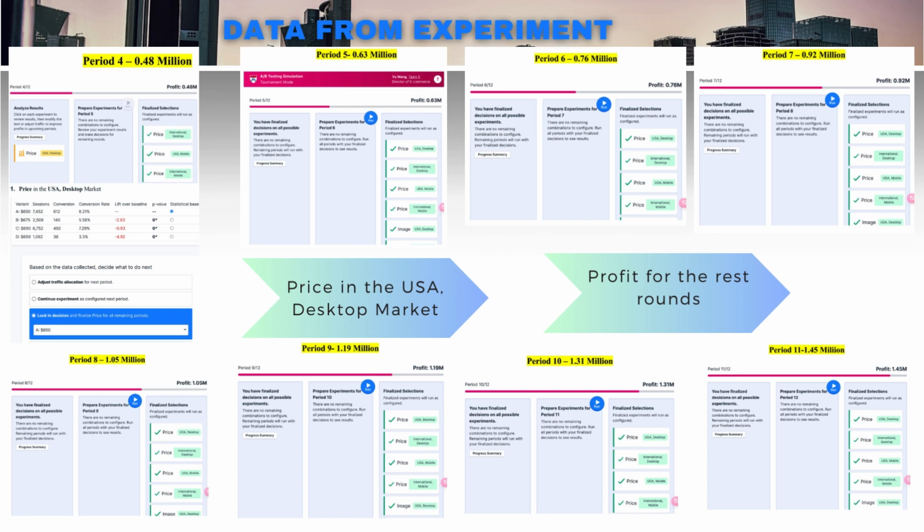million. And for period 9, the profit reached 1.19 million. In period 10, our profit reached 1.31 million. And in period 11, our profit reached 1.45 million. It's very steady. The profit keeps moving up. So it seems we made a lot of correct analysis and decisions during the experiment.